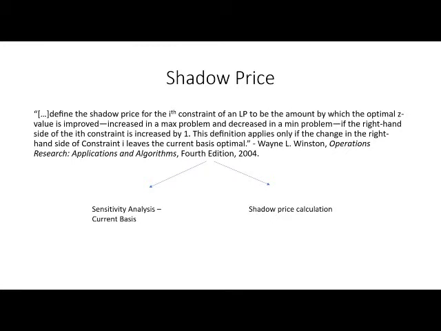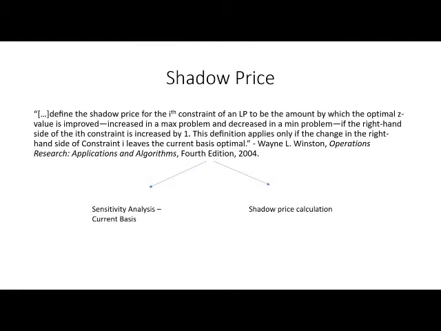In the book Operations Research: Applications and Algorithms, Winston defined the shadow price for the ith constraint of the LP to be the amount by which the optimal z value is improved, increased in a max problem and decreased in a min problem, if the right-hand side of the ith constraint is increased by 1. This definition applies only if the change in the right-hand side of constraint i leaves the current basis optimal. This leaves us with two smaller tasks.